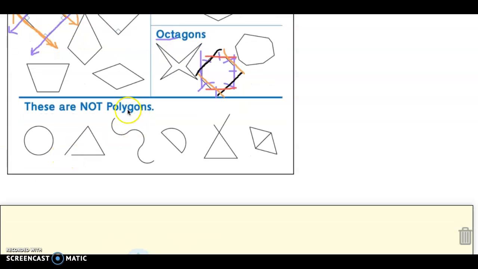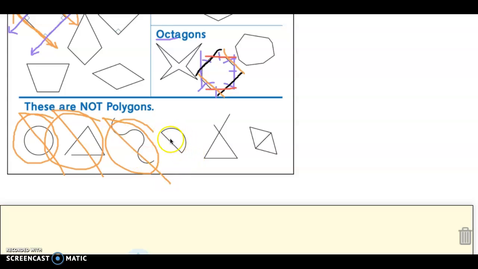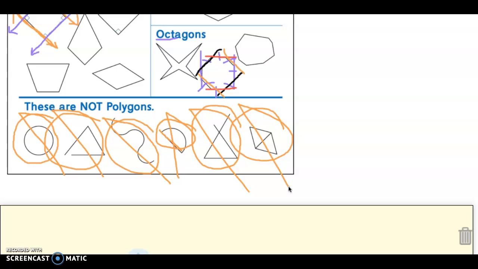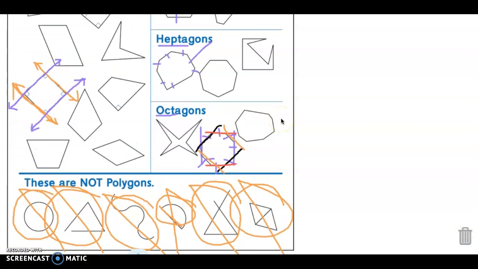All right, and these are not polygons because look at 3 or more sides. Does this have any sides at all? No, it's a circle. Is this connected everywhere? No, it is not. Does this have a closed shape? No, nothing's closed in that one. This one's closed, but look at it only has 1 straight line. And we need 3 or more. Not a polygon. This one has 3 sides, but it crosses. That can't be a polygon. And this makes more than 2 shapes together. They crossed, so boom, it is not a polygon. And these are what make polygons.